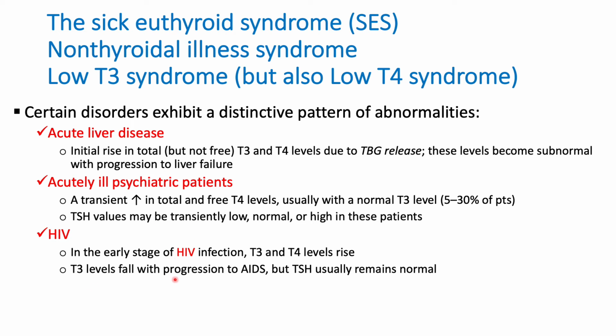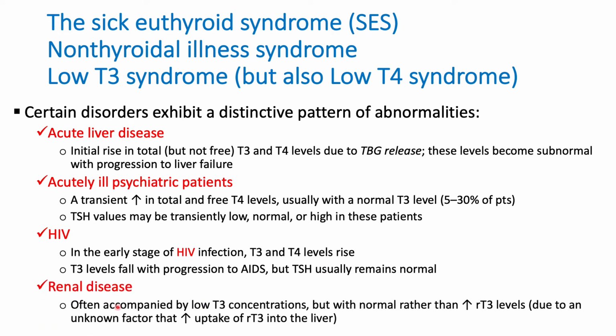and T3 levels might fall with progression of the HIV, but TSH usually remains normal. In some patients with renal disease, it could be accompanied by low T3 concentrations, but usually with a normal rather than increased reverse T3 level, which happens most of the time, as we saw previously. This could be due to the presence of a factor that might increase the uptake of the reverse T3 into the liver, and that can be associated with a normal rather than high reverse T3 level.